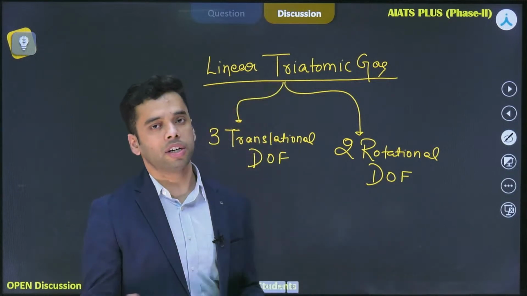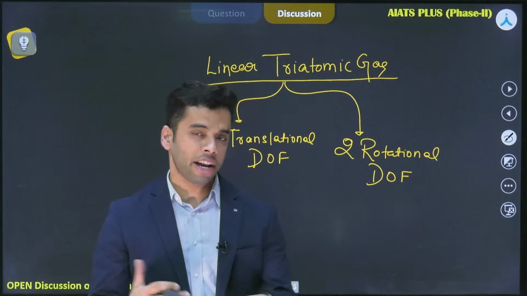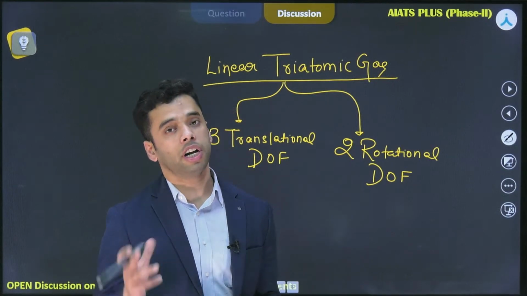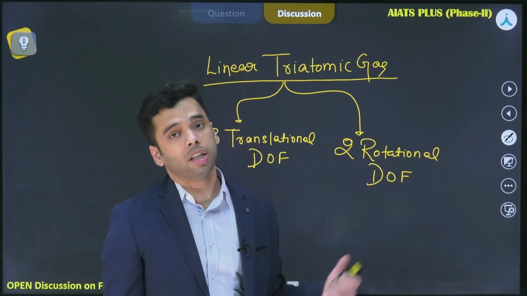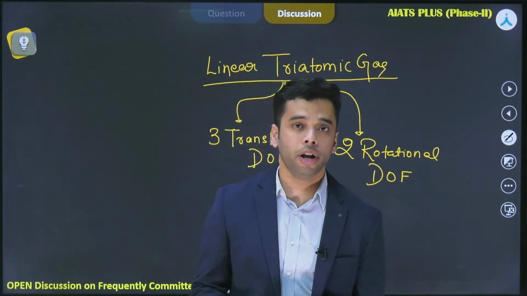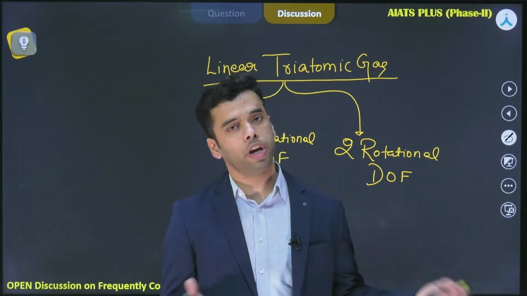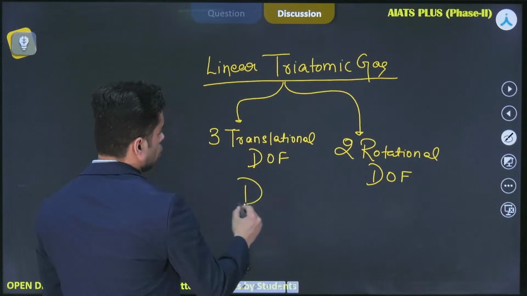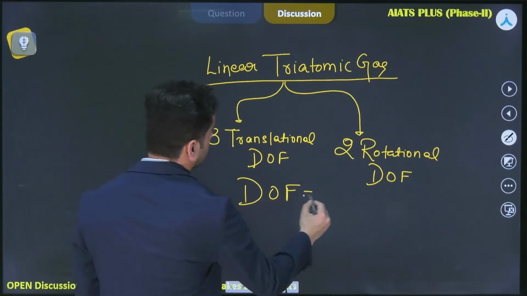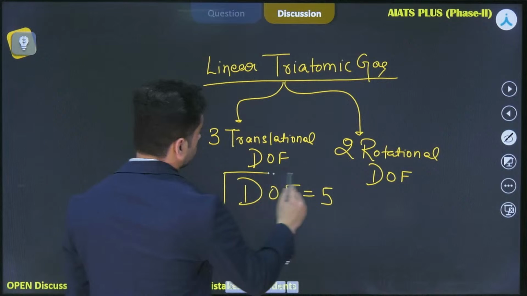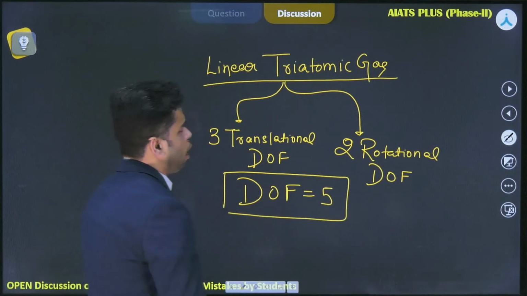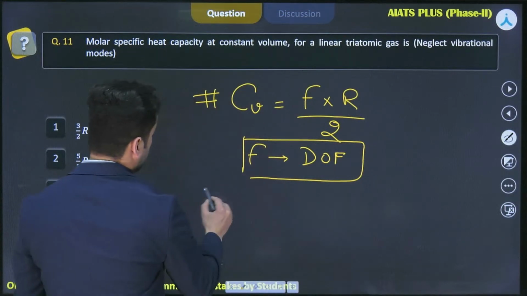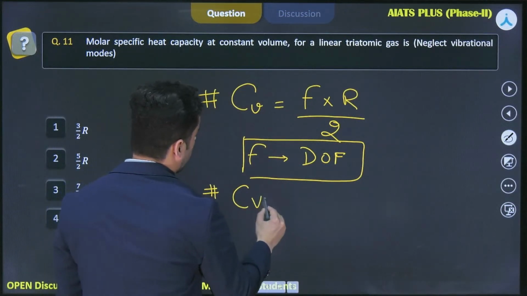Why 2? Because it is having a linear structure. Had it been a non-linear structure, the degree of freedom associated with the rotational motion would be equal to 3. So together it has 3 translational degree of freedom and 2 rotational degree of freedom. So 3 plus 2 becomes 5. So total number of degree of freedom for this linear triatomic gas is equal to 5. Right, and it is similar to a diatomic gas. So CV value should be equal to 5R by 2.